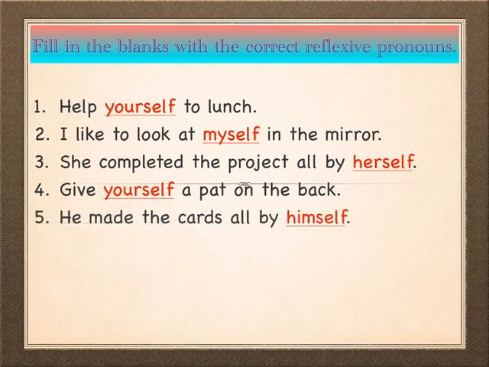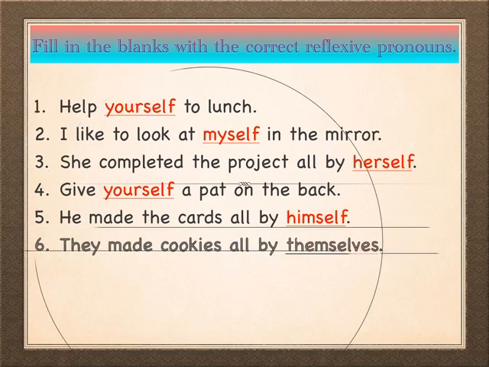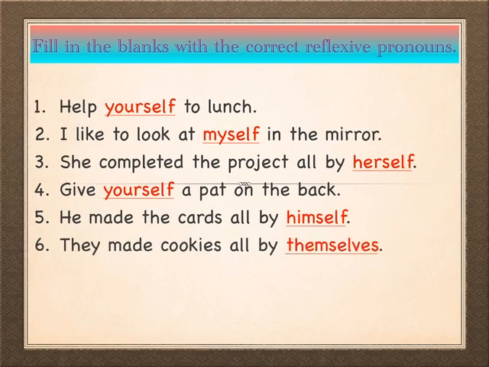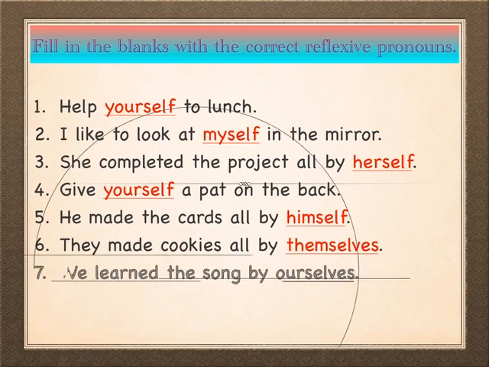Fifth one, he made the cards all by himself. So here himself is reflecting back the subject he, which is third person singular masculine gender. Next one, they made cookies all by themselves. So themselves is a reflexive pronoun which is reflecting back the pronoun they, which is third person plural.